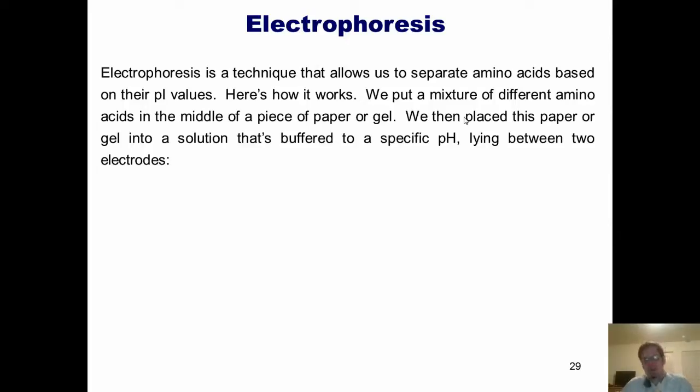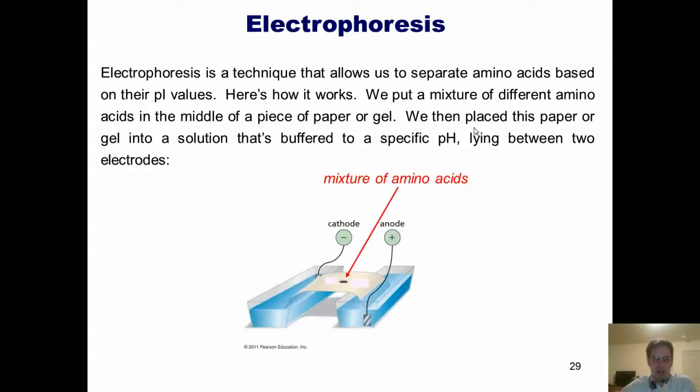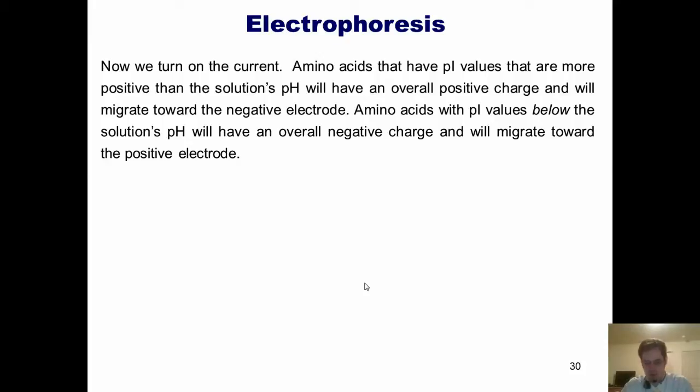And now I'll address our final concept from this PowerPoint lecture, that of electrophoresis. Electrophoresis is a technique that allows us to separate amino acids based on their pI, or isoelectric point values. Here's how it works. We put a mixture of different amino acids in the middle of a piece of paper or a gel. We then place this paper or gel between 2 electrodes in a solution that's buffered to a specific pH. Now we turn on the current.